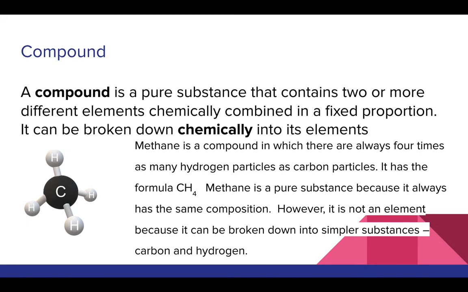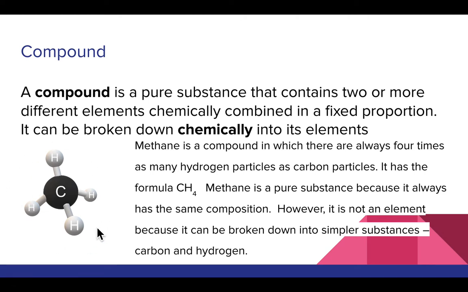Now, an example of a compound is methane. Methane is the gas that we burn in our Bunsen burners and can be burned in your cooking and home heating. Methane is a compound in which there are always 4 times as many hydrogen particles as there are carbon particles. And you can see they are attached to each other. This is a single molecule of the compound methane. It's a compound because there are more than 1 symbol. There's carbon and hydrogen. But it's a molecule because there is more than one atom chemically connected to each other.